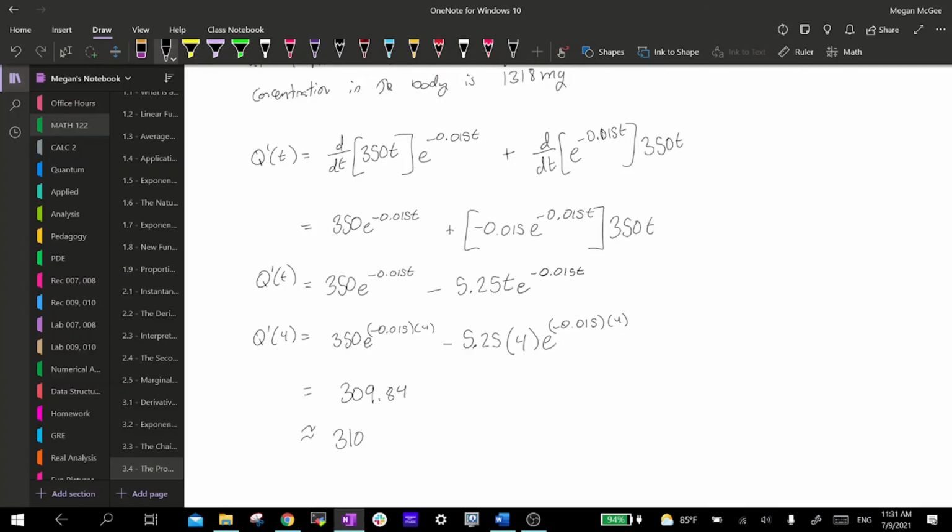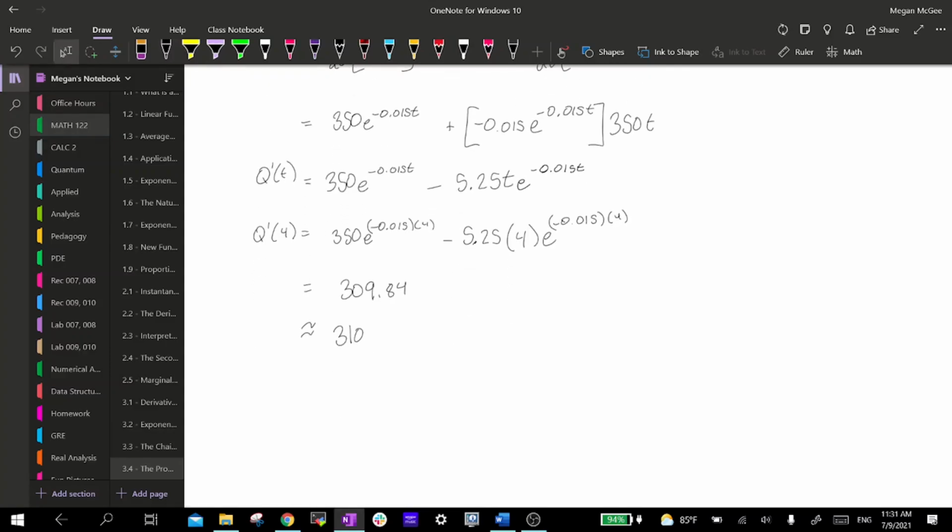Alright, so this is our rate of change, right? So first thing we notice, it's positive, so it's increasing. Alright, then the time is in minutes. So after 4 minutes, the concentration is increasing by our 310 milligrams per minute. And that is our interpretation of Q prime of 4.